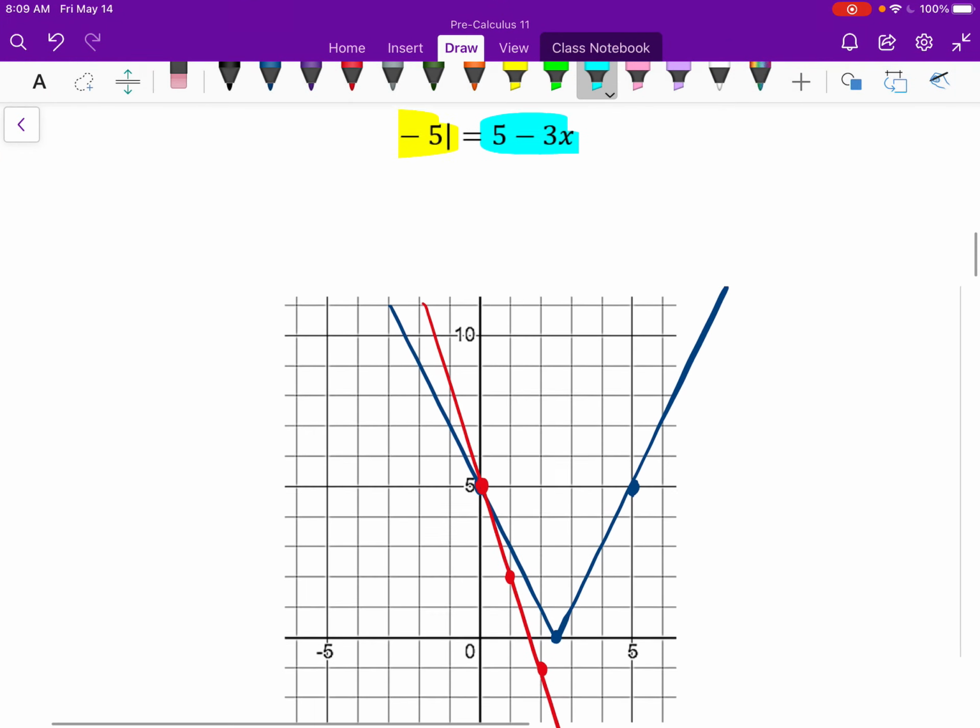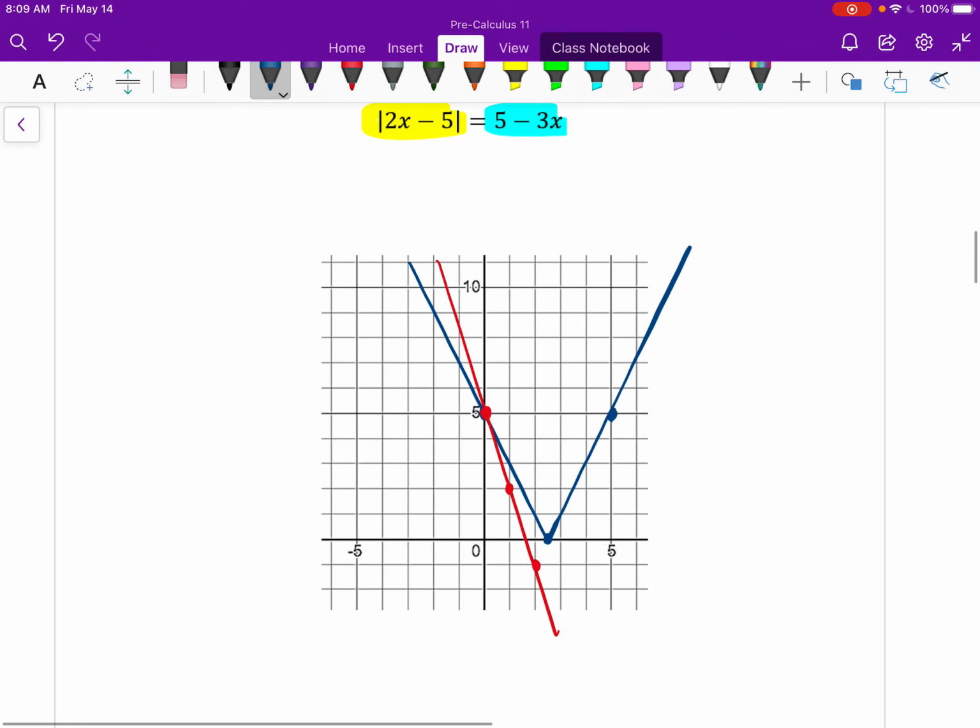And so again, I have a visual already set up here. Left-hand side, right-hand side. And there's the one and only solution.